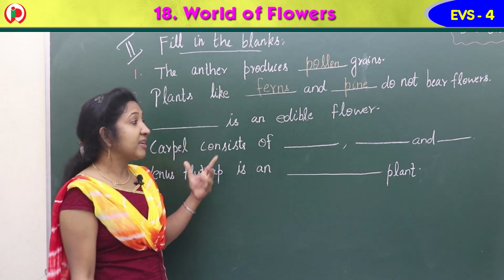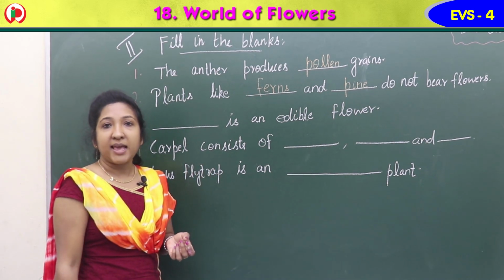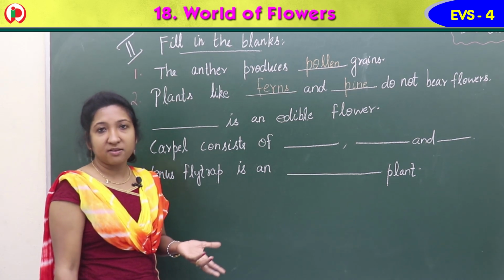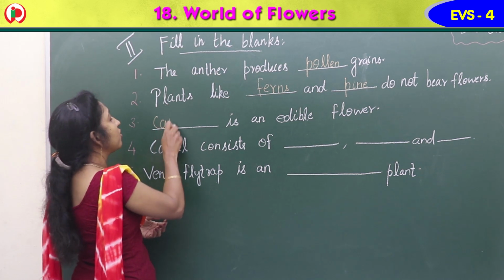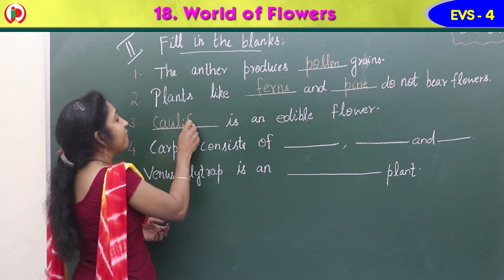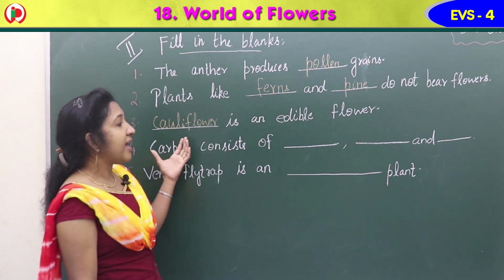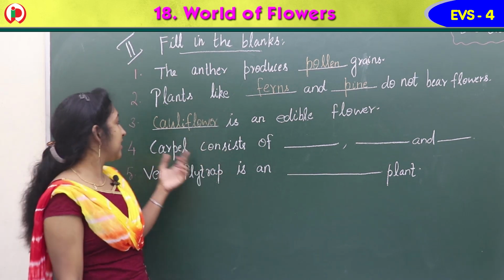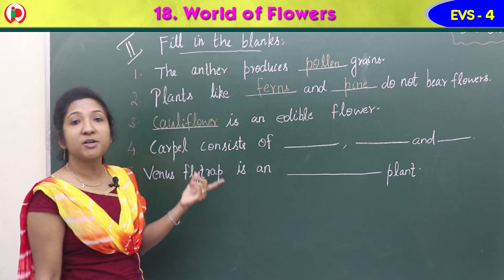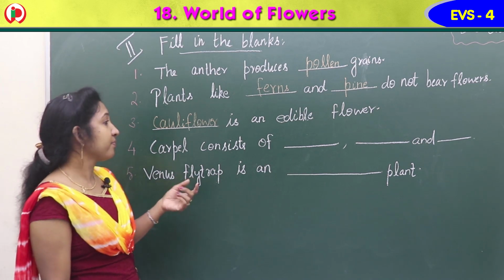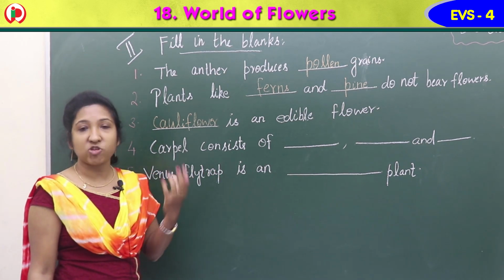Third one, dash is an edible flower, the flower which we can eat. Yes, cauliflower, we eat it as a vegetable, isn't it? So cauliflower, C-A-U-L-I-F-L-O-W-E-R, cauliflower is an edible flower. Cauliflower.